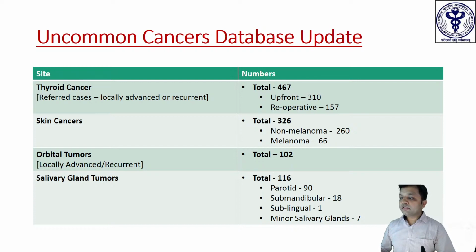The orbital tumor database is another database which we are proud of. It comprises locally advanced and recurrent orbital tumors, with a total of 102 cases. The manuscript is under preparation, and once published, again, it will be the largest such experience in the published literature. For salivary gland tumors, there are a total of 116 cases in the database, of which 90 are parotid, 18 submandibular, 1 sublingual, and 7 minor salivary gland.